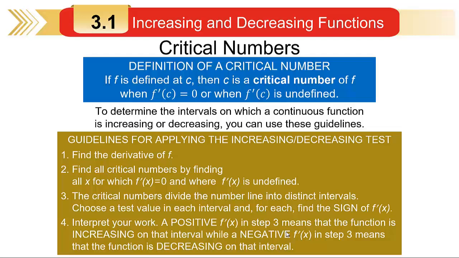So you're going to take the derivative, use the derivative to find the critical numbers, use the critical numbers to divide the number line into distinct intervals, then take test values in each interval and determine whether the derivative comes out positive or negative for those test values, and those test values determine whether the function is increasing or decreasing on those intervals. Positive derivative, increasing. Negative derivative, decreasing. You've got to learn this procedure. Go ahead and do it. Practice it a lot.